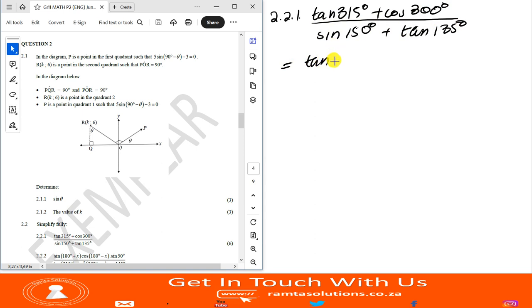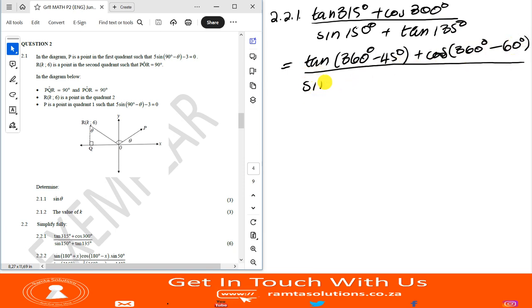So 315 is in the fourth quadrant, where we deal with 360 minus. So 360 minus 315 is 45. So it will be 360 minus 45 degrees. 300 is in the fourth quadrant. Again, we work with 360. 360 degrees minus 300 is 60. Okay.